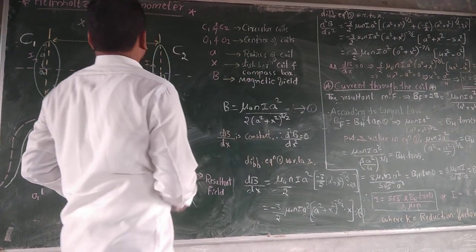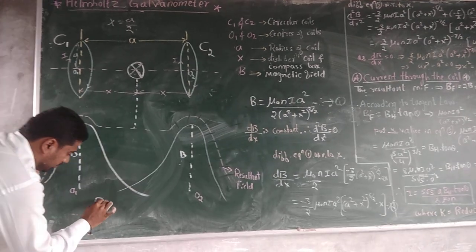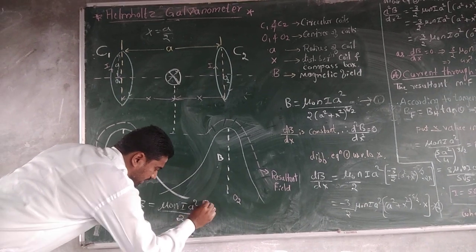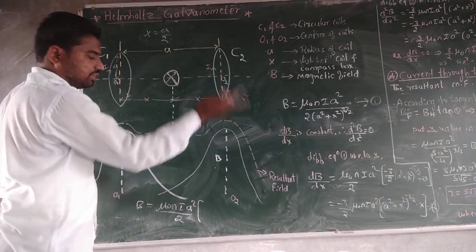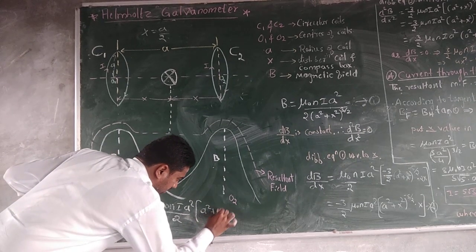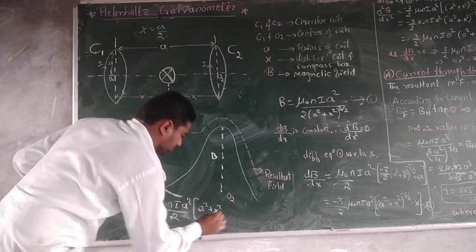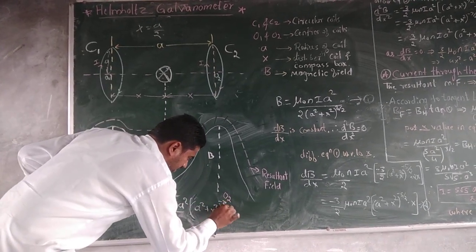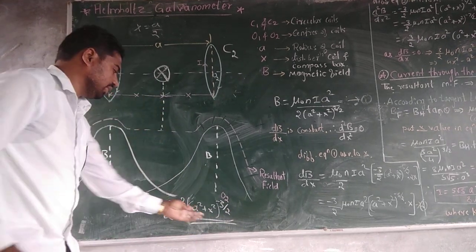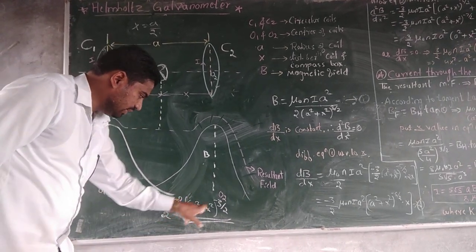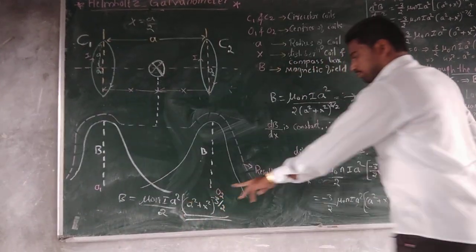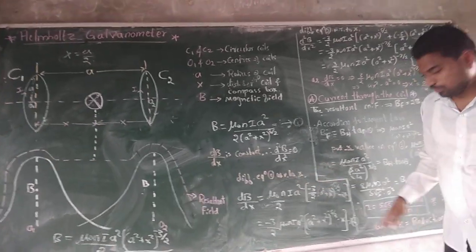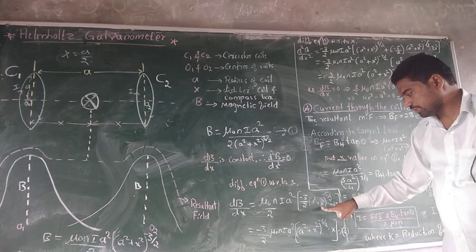It means that here B equal to mu naught n I a square divided by 2. This term, (a square plus x square) raised to 3 by 2, comes to the numerator side, so it becomes raised to minus 3 by 2. Now we have to differentiate this term only, because the others are constant terms. It becomes minus 3 by 2 times (a square plus x square) raised to minus 3 by 2 plus 1, meaning minus 5 by 2, and the differential of x square is 2x.